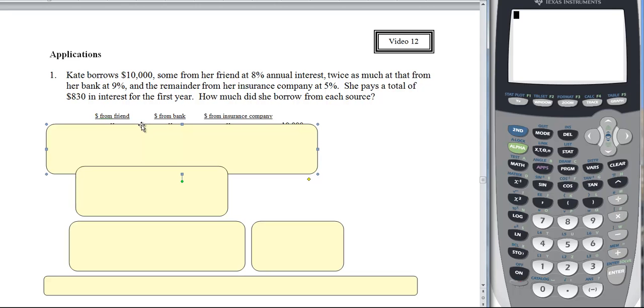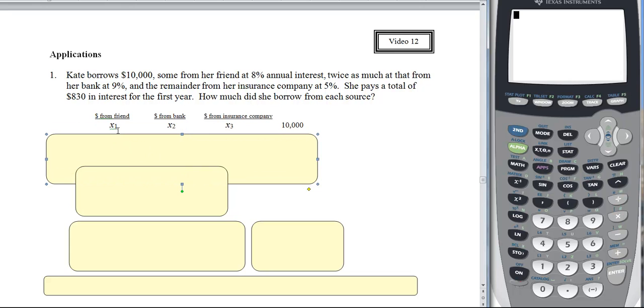Now I let variables, that's my next line. I'm going to let x sub 1, x sub 2, x sub 3 represent how much she borrowed from these respective sources. So x sub 1 represents money borrowed from her friend, x sub 2 is money borrowed from the bank, and x sub 3 is money borrowed from her insurance company.